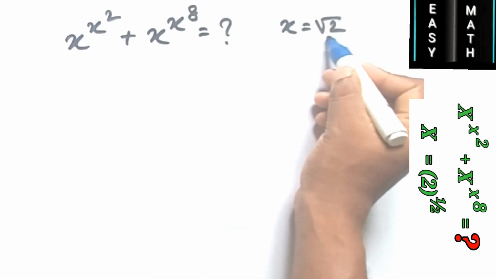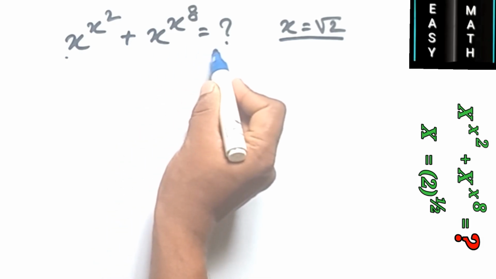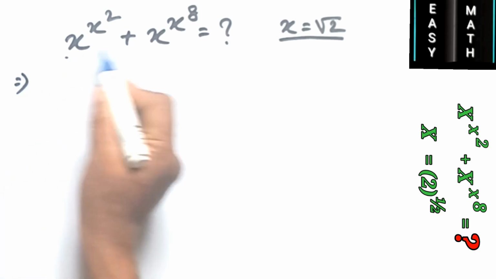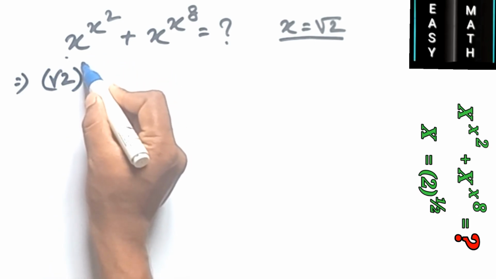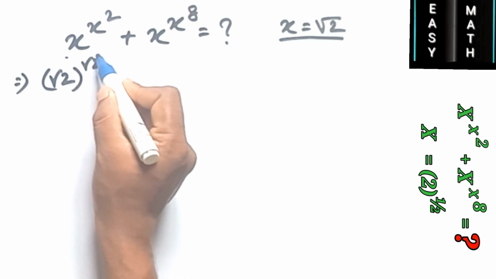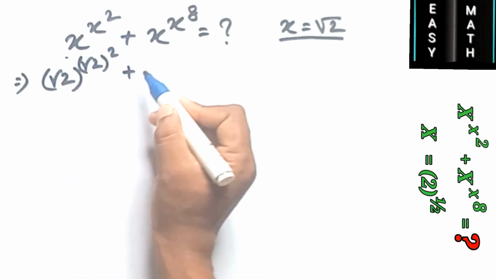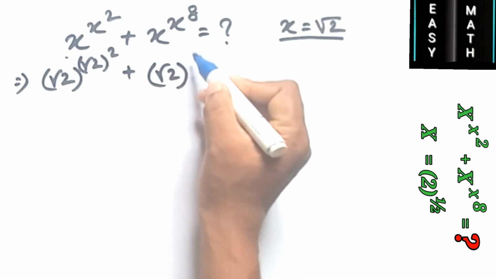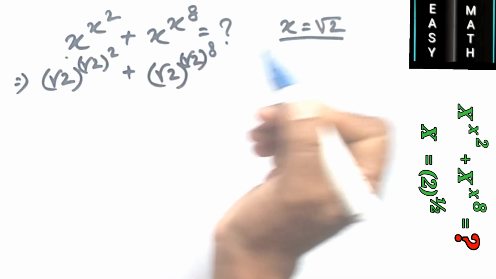There x is equal to root 2. So find out this value. First we put x is equal to root 2, and x is equal to root 2, and this is the square, and there is x is equal to root 2. This is x is equal to root 2 and this is the 8.